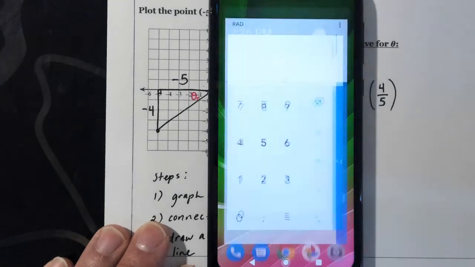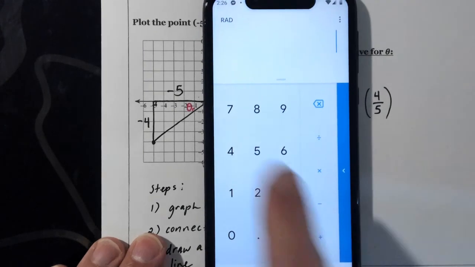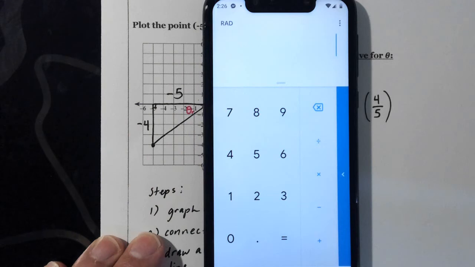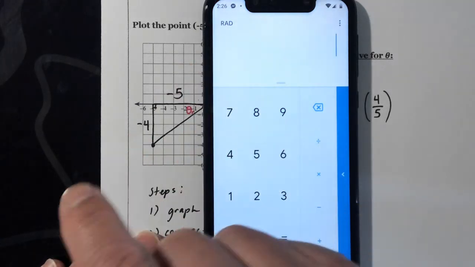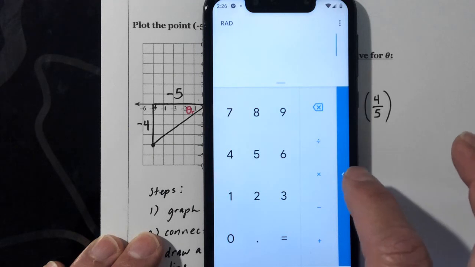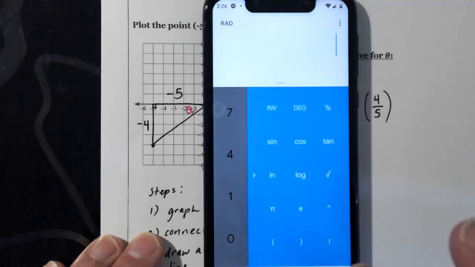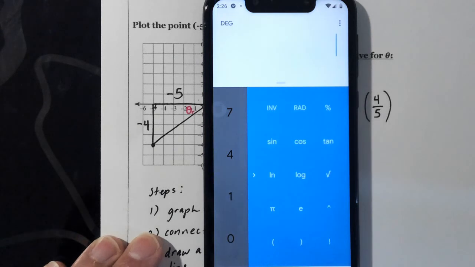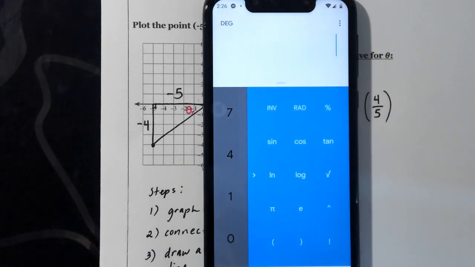Okay. Calculator. Notice it says rad up in the left corner. You must be in degree mode. Okay, so how do I change that? I don't remember, but I'm gonna go this way. Aha! Degree. Make sure your calculator is in degree mode. If you are in radian mode, you will get bizarre answers.